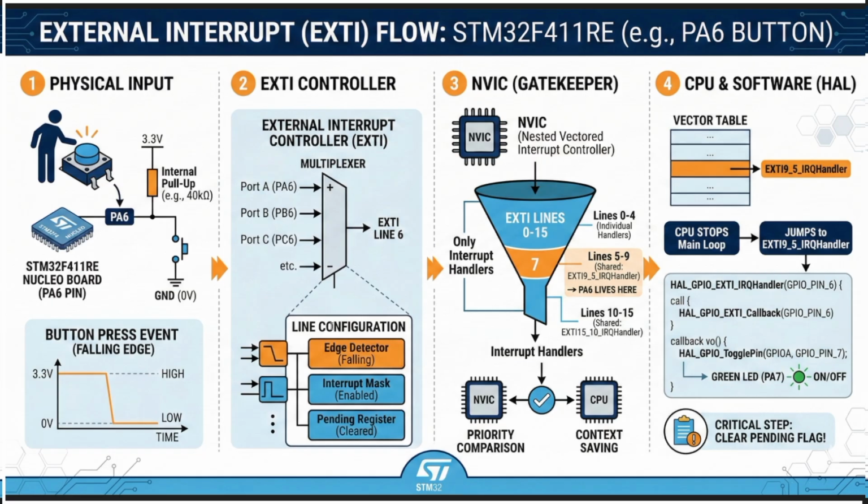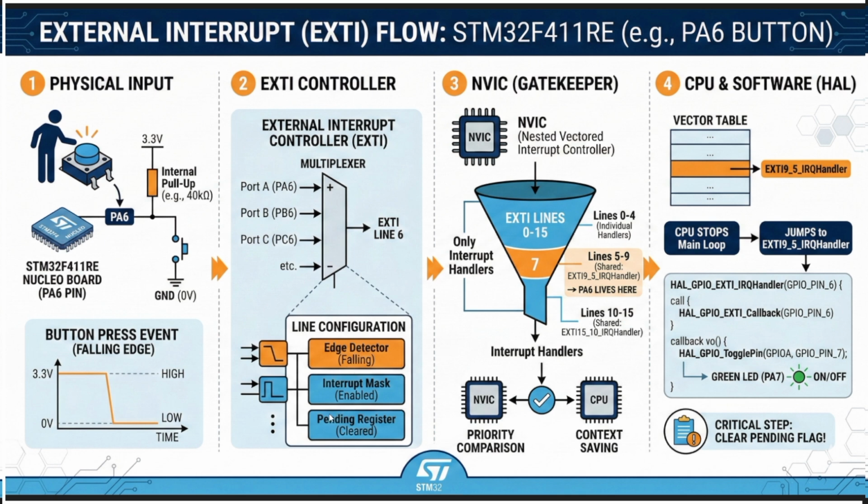Next, we'll have our configuration. Under this edge detector, we'll configure rising edge, falling edge, or both. But in our case here, we are configuring the falling edge, so this will be responsible for detection of the falling edge. And then we have the interrupt mask, which is a register that will enable the interrupt.